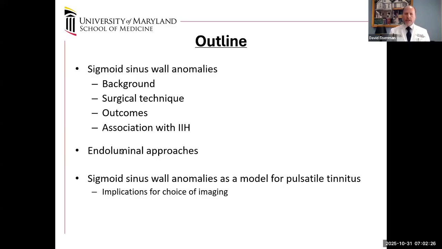We'll talk about a story that developed in parallel with the surgical story, which was the interventional story treating pulsatile tinnitus from an endoluminal approach. And then we'll talk about how the merger of those two stories gives you a much better understanding of pulsatile tinnitus in general and gives you a model for understanding and evaluating pulsatile tinnitus.